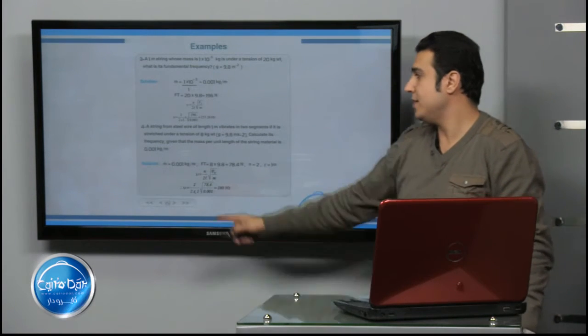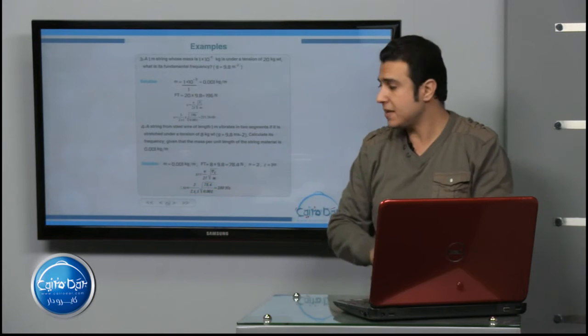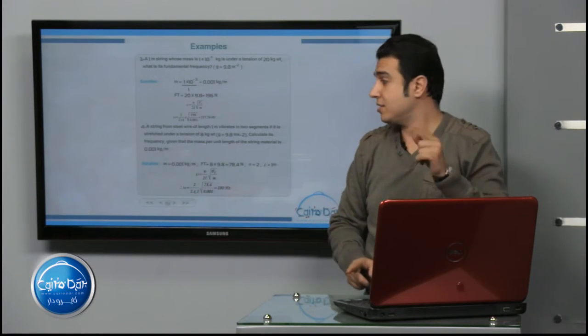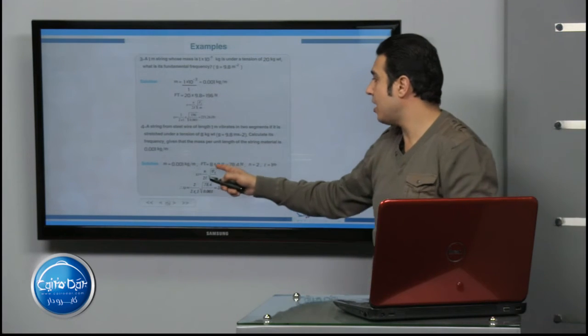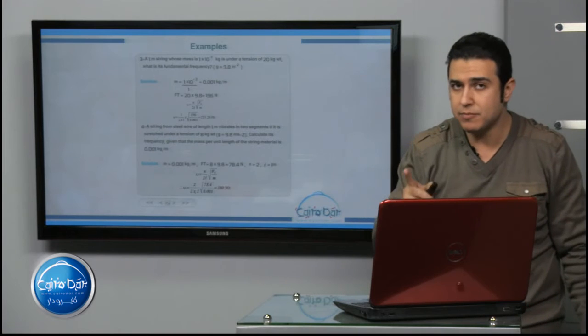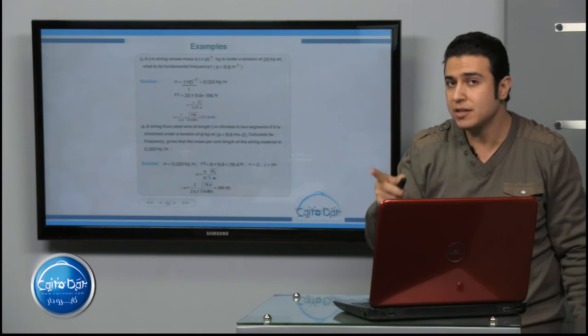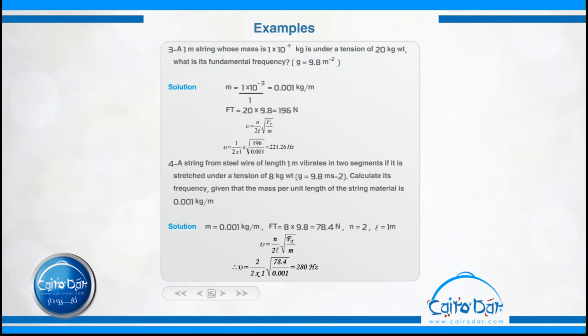First of all, we have the mass per unit length. We have the tension force, but we have to calculate it. We have to multiply 8 kilogram weight times 9.8 meter per second squared, so it will be 78.4 Newton. And the number of segments here is 2 segments, and the length of the string is 1 meter. So nu equals n divided by 2L times the square root of FT over m, so it will be as follows. Frequency equals 180 hertz.